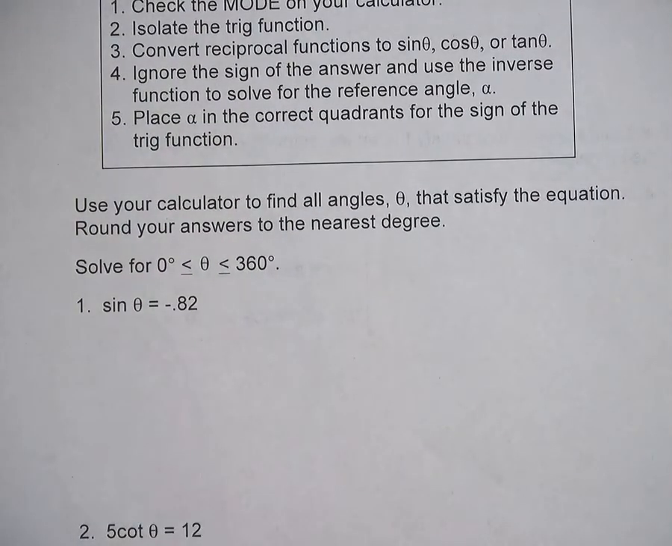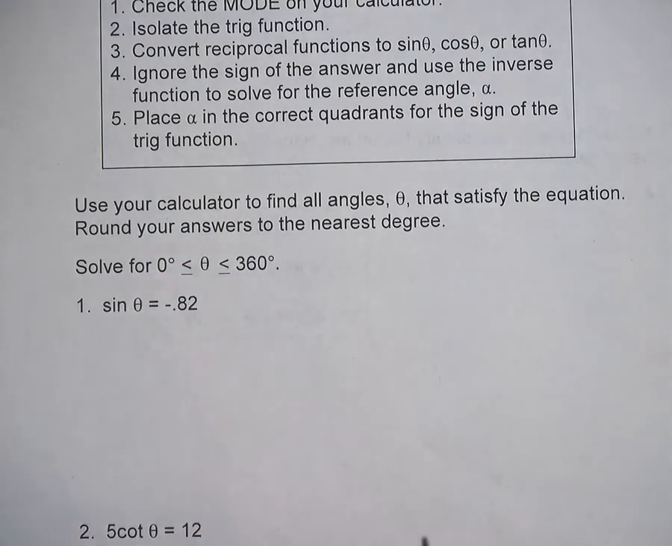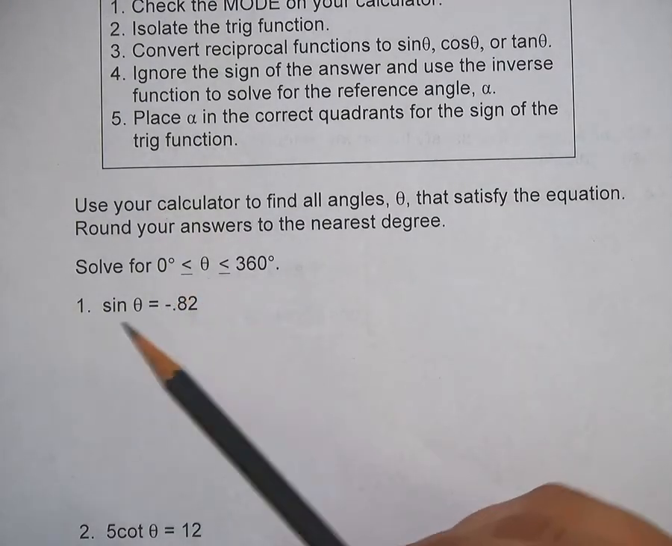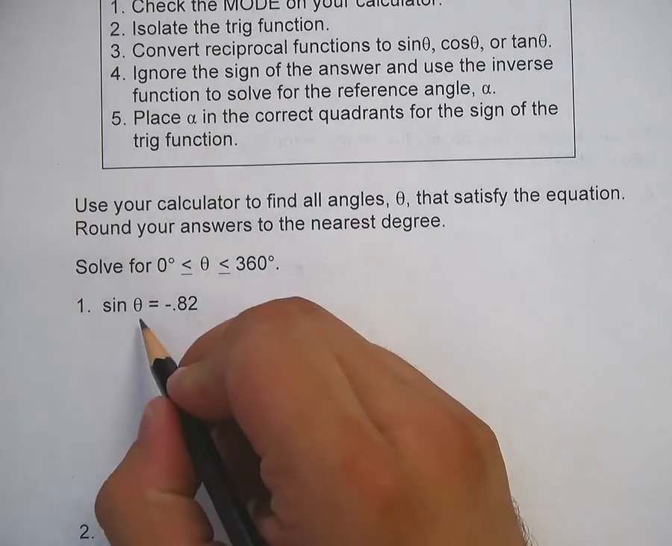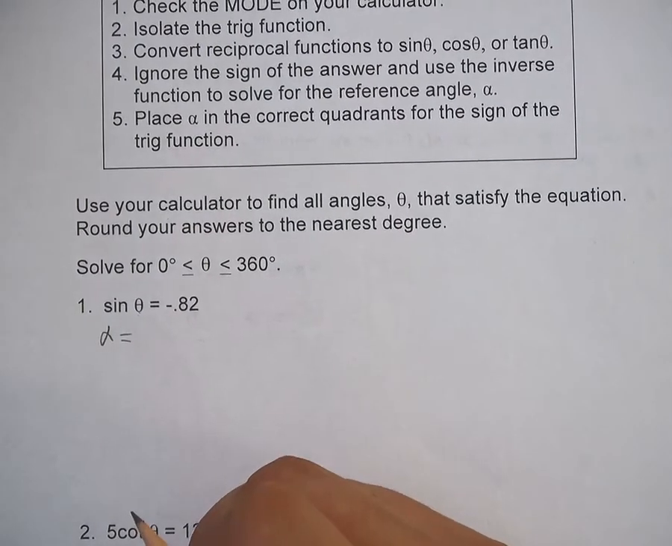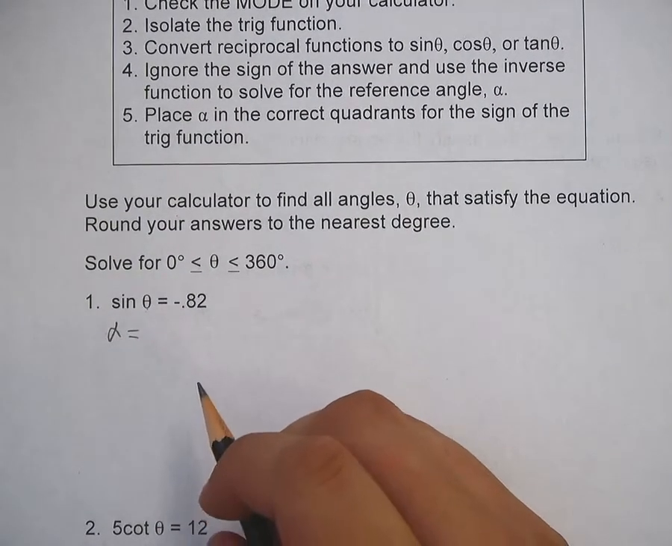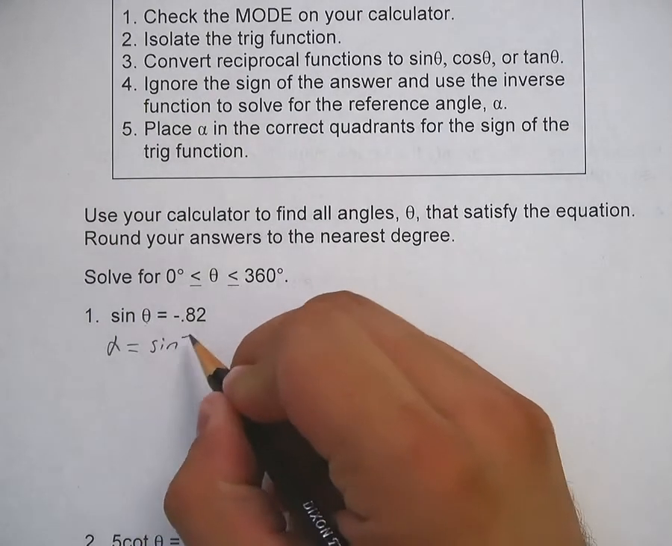Sine of theta is negative 0.82. That's fantastic, but that is not on our unit circle. So there's no possible way for us to come up with that unless we do something a little bit creative. So first off, we're going to come up with the reference angle here, or with the theta, in other words. So when I set this thing up, theta is going to be the inverse sine, which is sine to the negative 1.